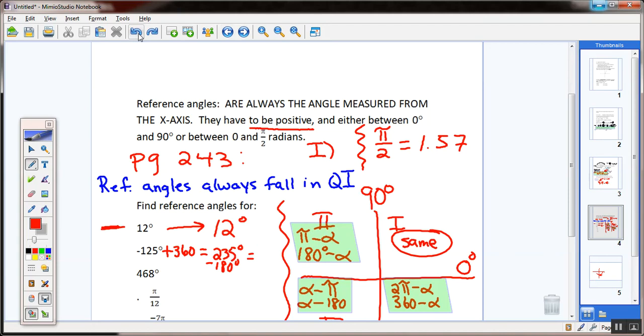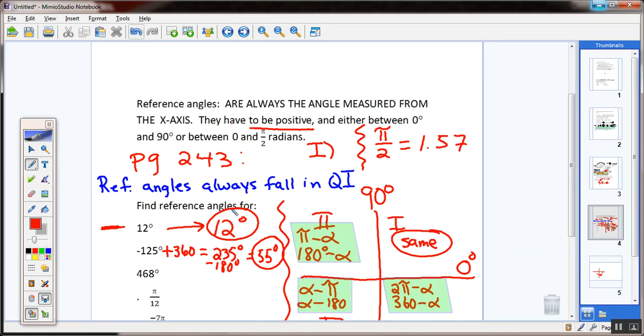Now, I could have done the same thing. I could have taken negative 125 and subtracted 180, which would have been negative 305, good. And then taken negative 305 and added what? 360, until I've hit that window from 0 to 90, okay? You've got to know which quadrant you're going to fall in first before you can identify your reference angle. There are certain rules for certain quadrants, okay?